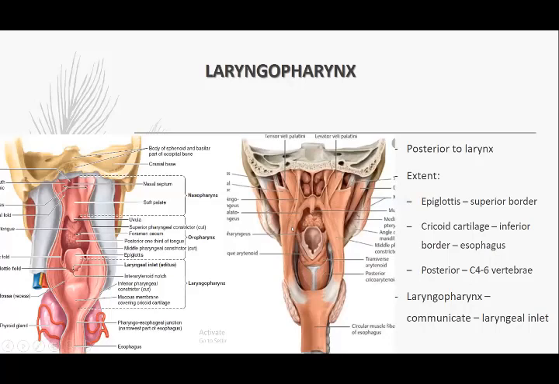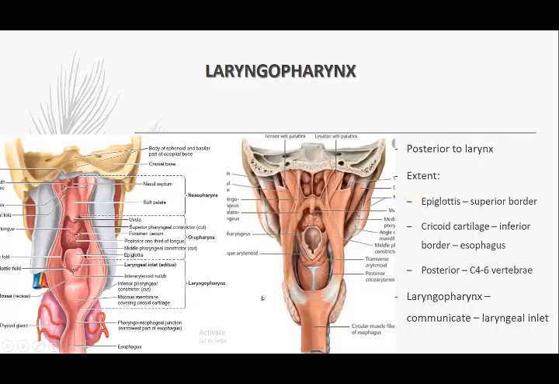अब ये extend कहाँ से कहाँ तक करता है laryngopharynx, हमने पहले भी ये बात आपको बताई थी. This extends from the superior border of the epiglottis. ये epiglottis है, ये इसका upper border है. So from the superior border of the epiglottis down to the inferior border of the cricoid cartilage. From here, superior border of the epiglottis, inferior border of the cricoid cartilage.